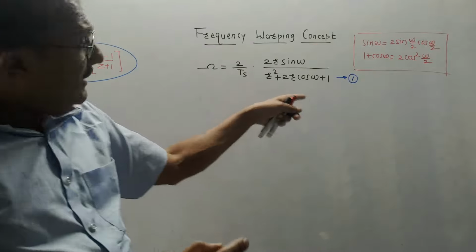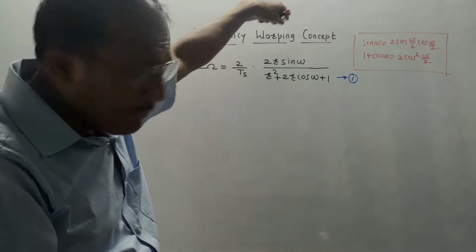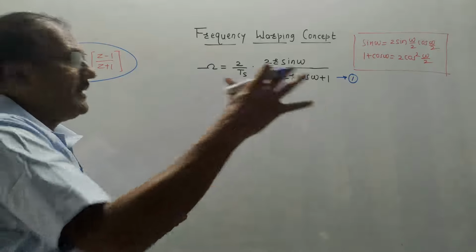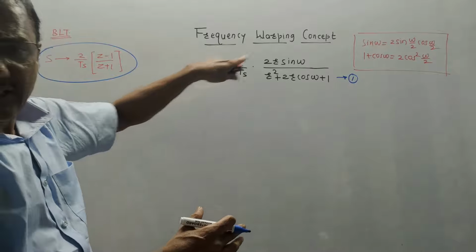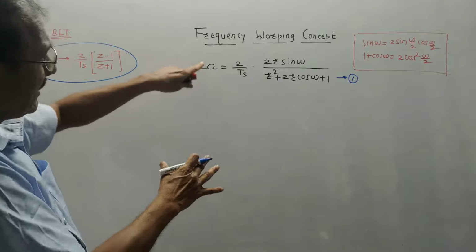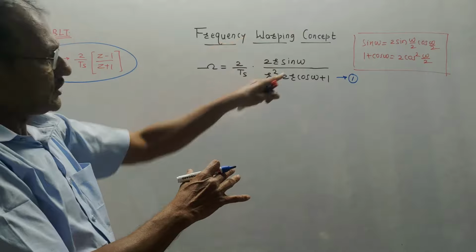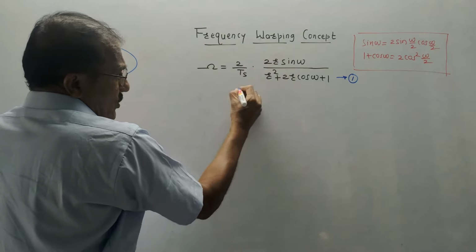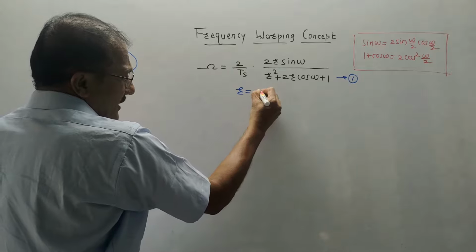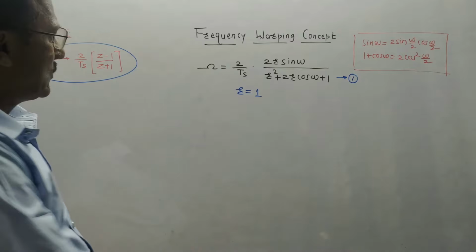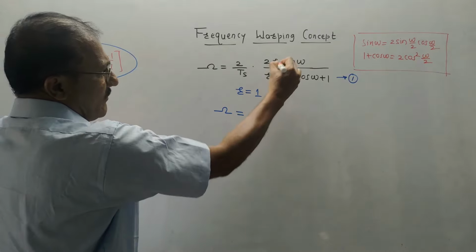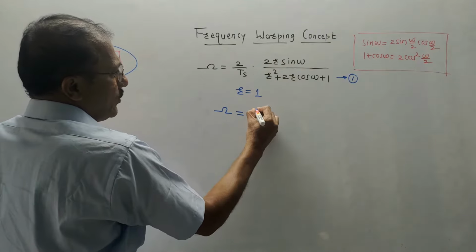Actually, we are deriving the equation for the frequency warping concept which is there in case of the method BLT. So the derivation starts with equation 1. This is the relationship between analog and digital frequencies. Now, if we do this calculation on the unit circle, then on the unit circle the value of r is 1. So in equation 1, for the unit circle, everywhere for r I am putting value equals to 1.